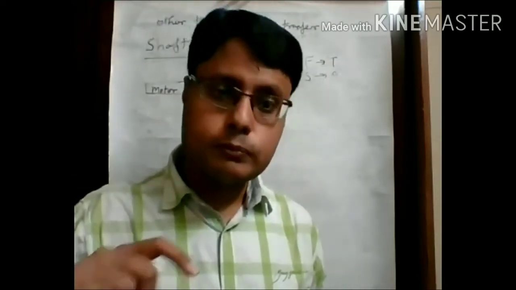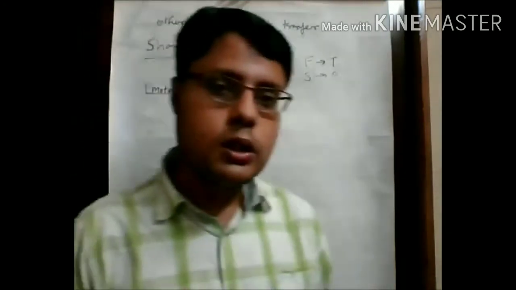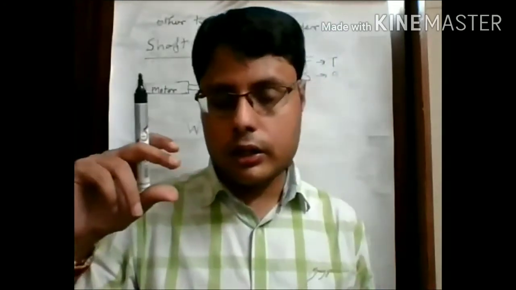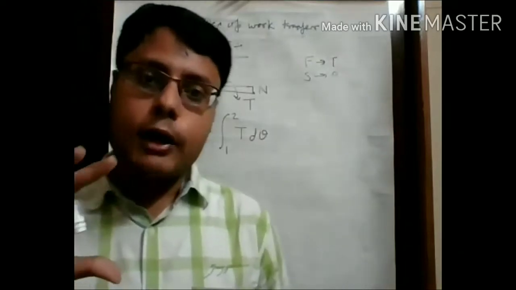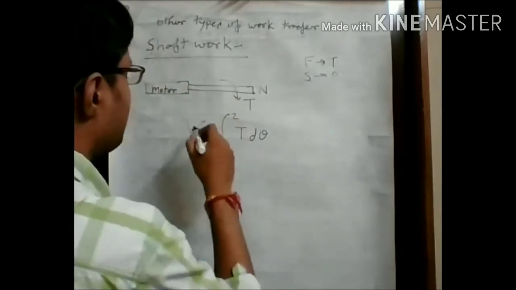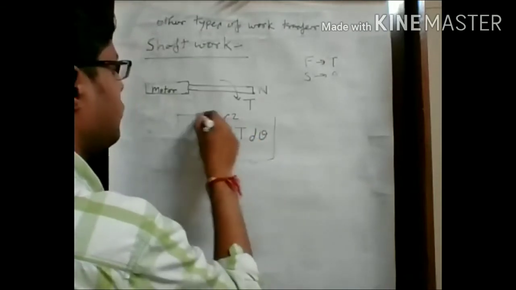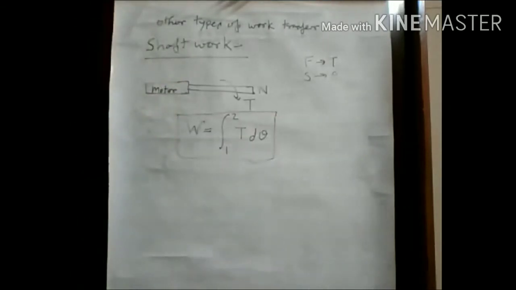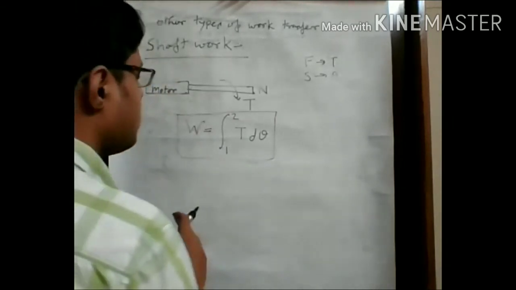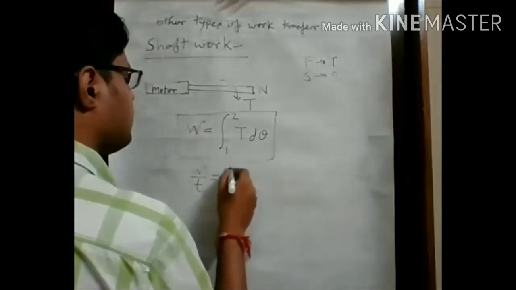But if we talk about rotation, then in that case, you use T in place of F, and in place of displacement, you use angular twist, that is theta. So we write this expression, W equals the integration from 1 to 2 of T d theta. By that, we get the value of work. If you want to calculate this work per unit time, then you have to divide this expression by dt.